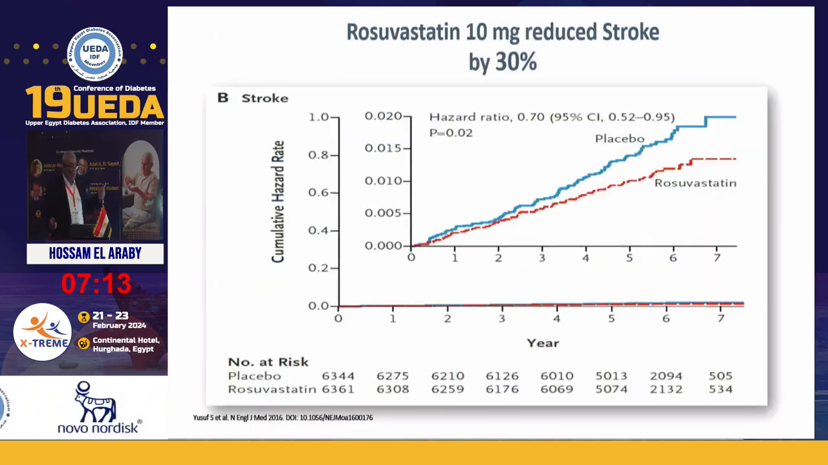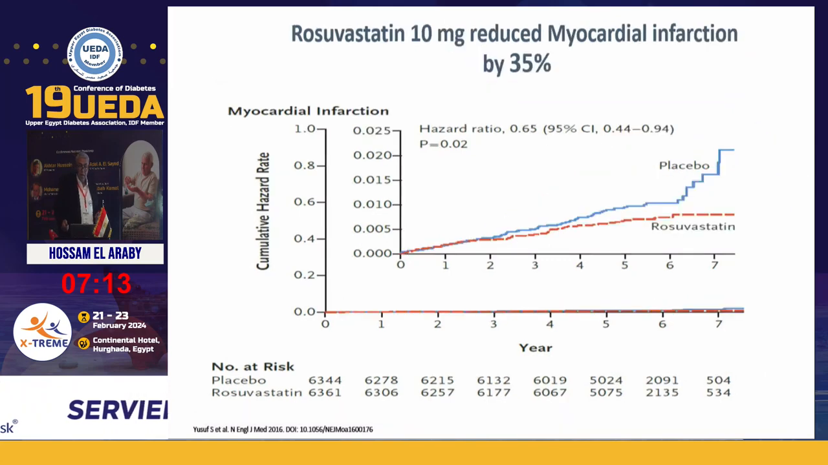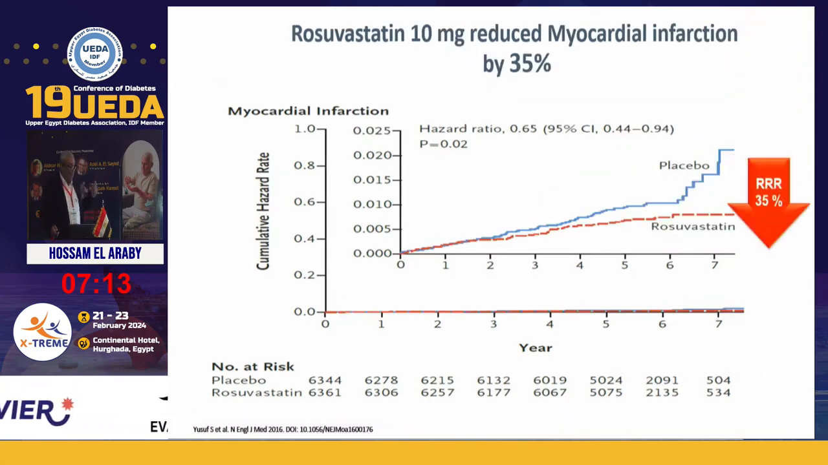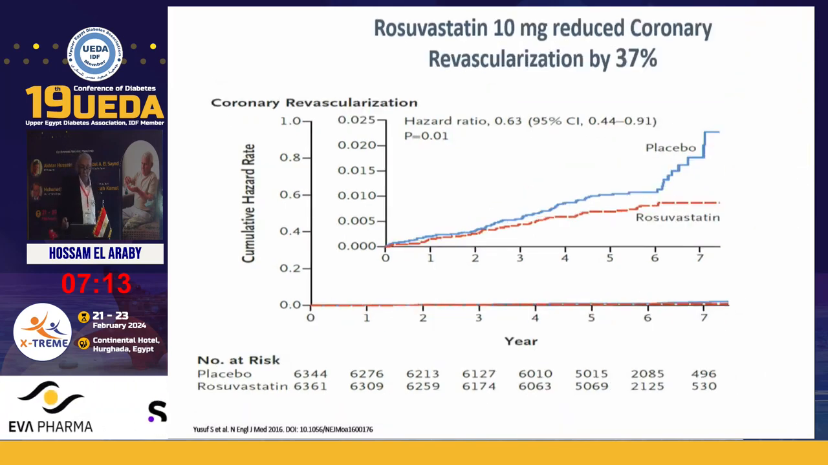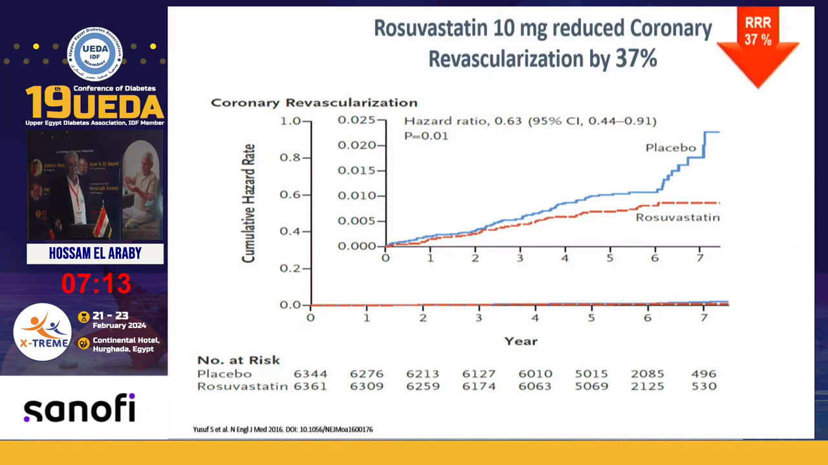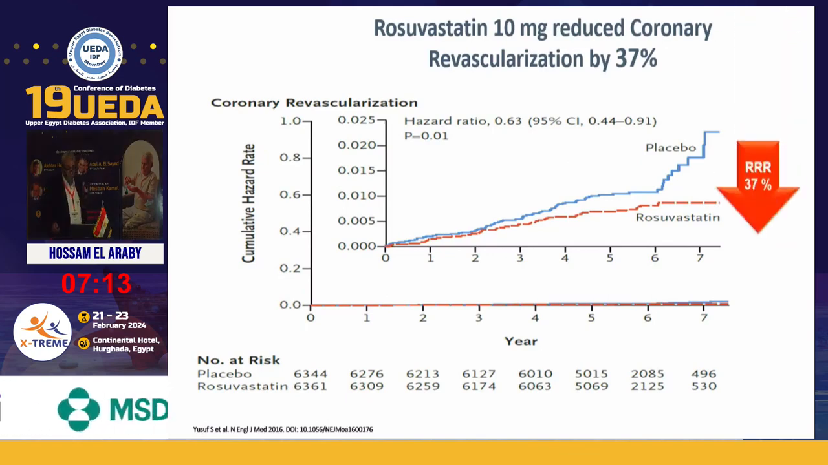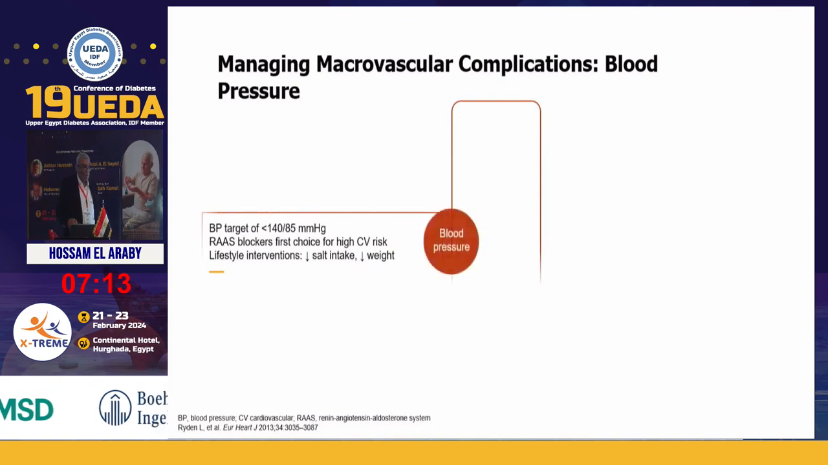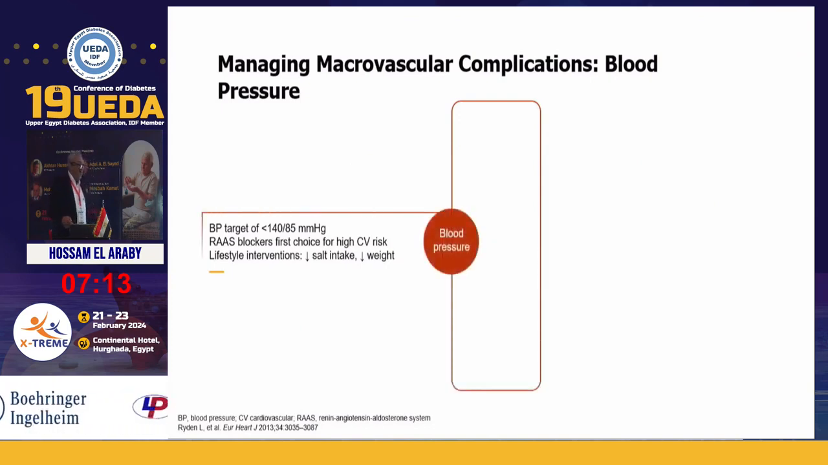And stroke was reduced by 30%, myocardial infarction was reduced by 35%, and coronary revascularization by 37%. So, even in those patients, we can start statins early for prevention of macrovascular disease.